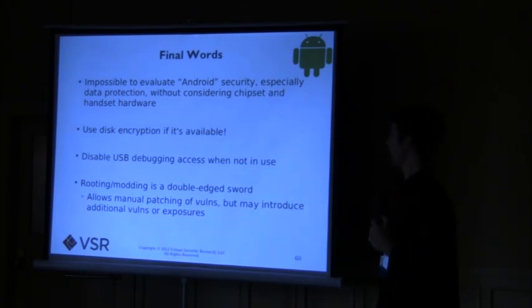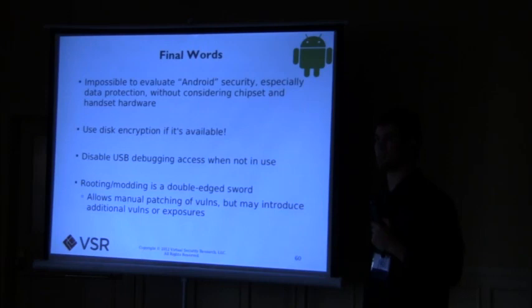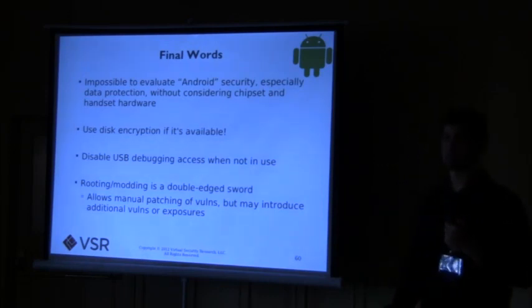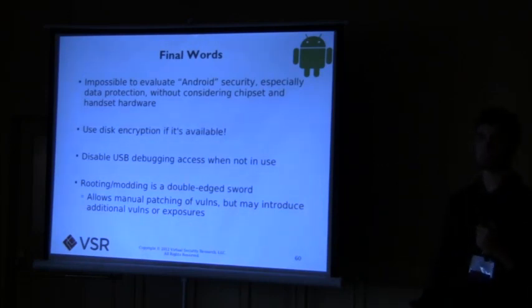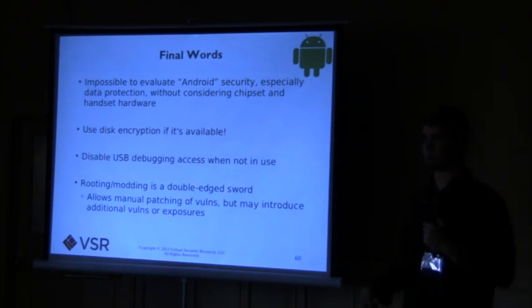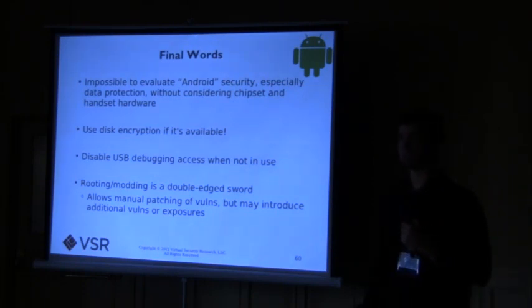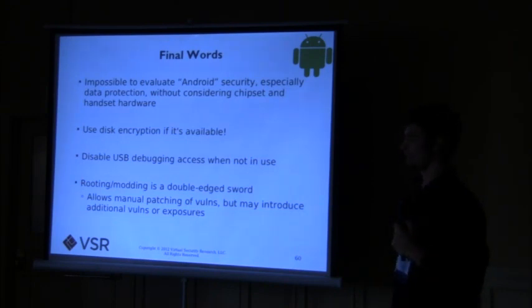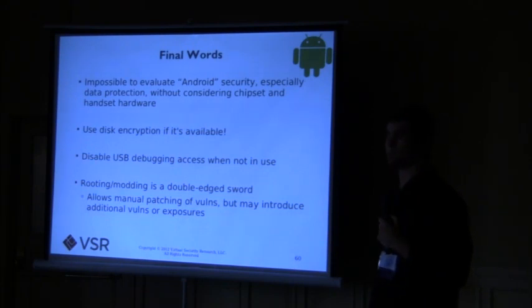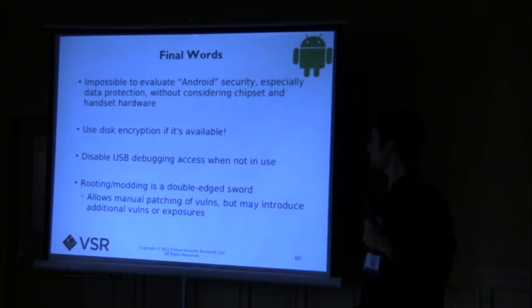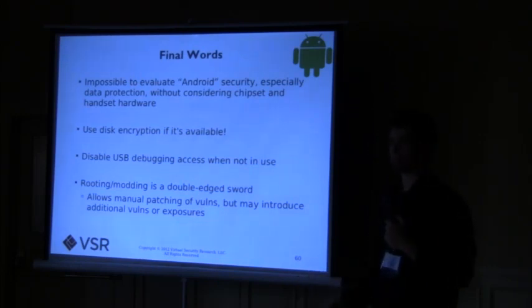Next, you should absolutely use disk encryption if it's available. It was implemented in Honeycomb, Android 3.0, and is much more accessible in Ice Cream Sandwich, so hopefully more devices will have easy access to that. Use a strong password. If you use ADB frequently, disable USB debugging access when you don't need it, because this is just a backdoor channel into your phone. And then finally, rooting and modding is obviously a double-edged sword.